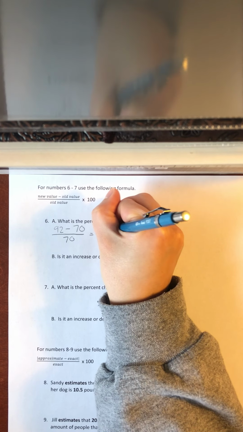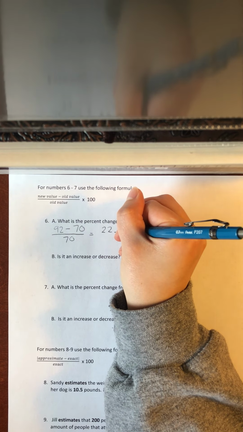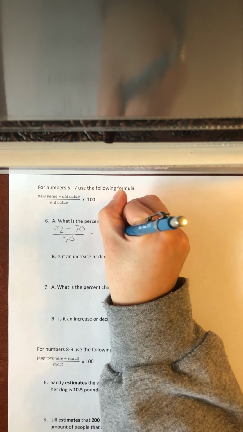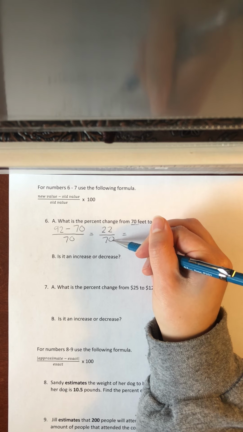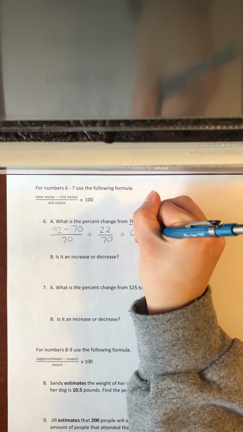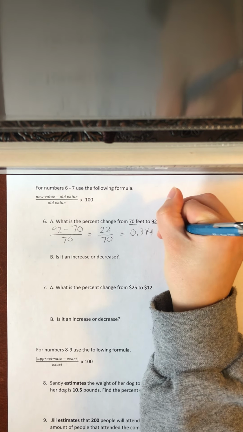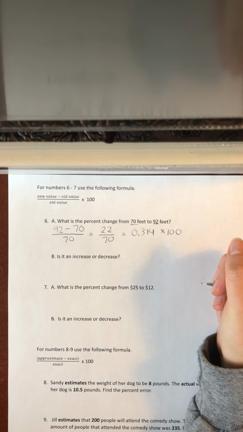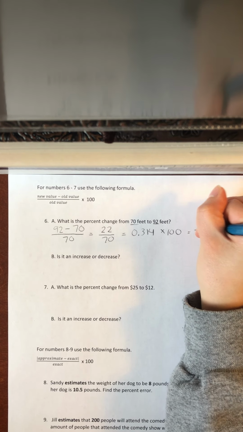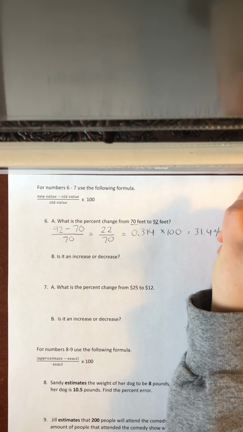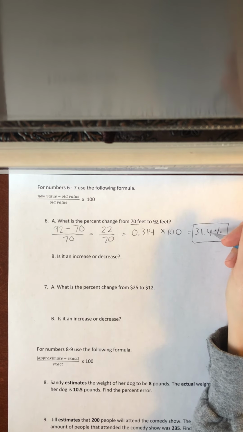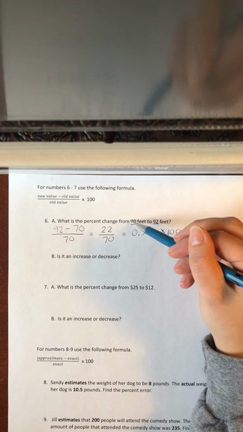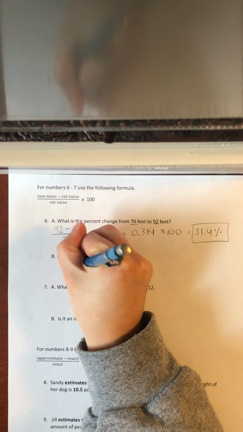92 minus 70 is 22, over 70. 22 divided by 70 is 0.314, and then we're going to multiply it by 100 to convert it to a percentage, and that is 31.4%. Is it an increase or a decrease? Well, it was positive, our percentage we got, and you're going from 70 to 92, so you're going up, so that means that it's an increase.